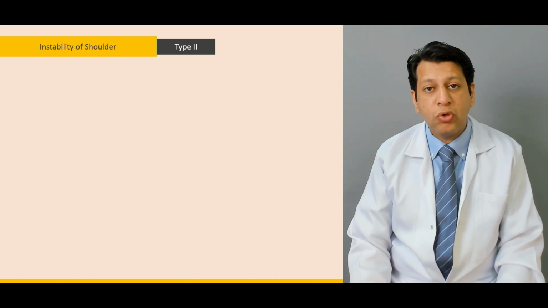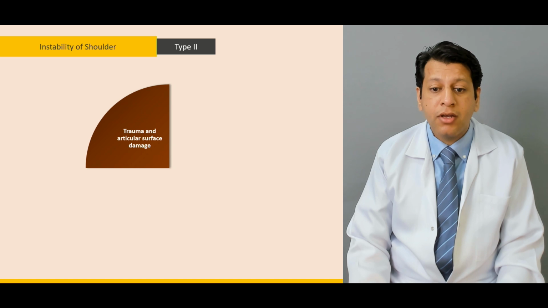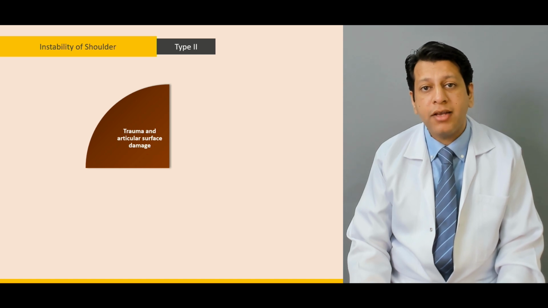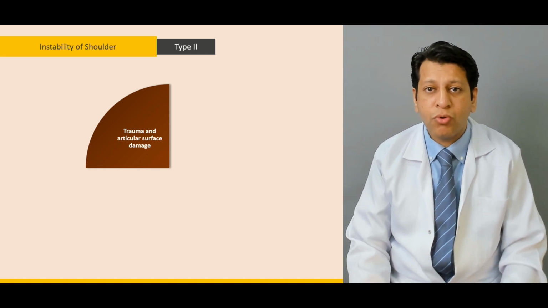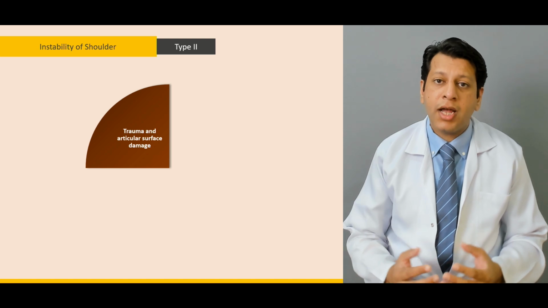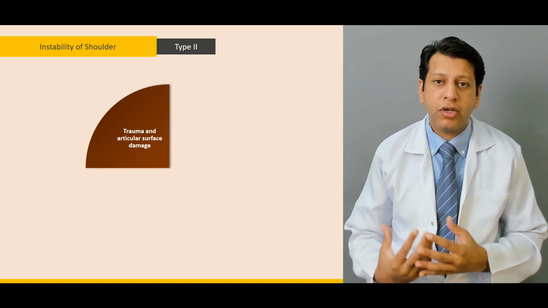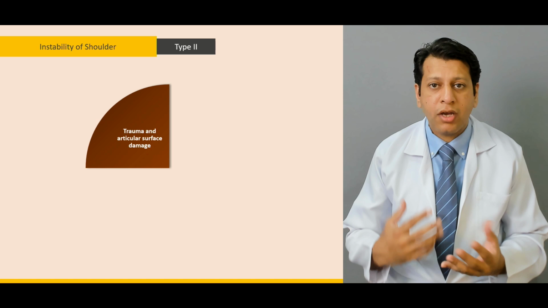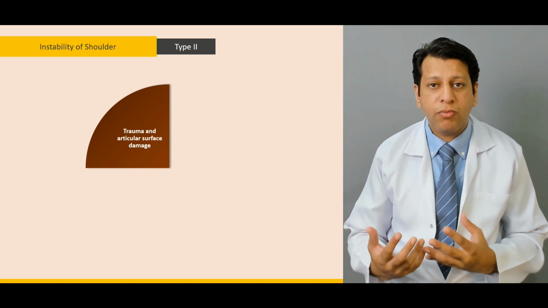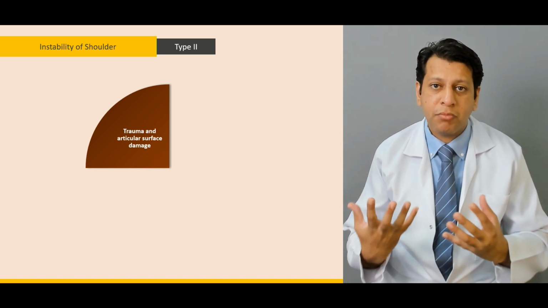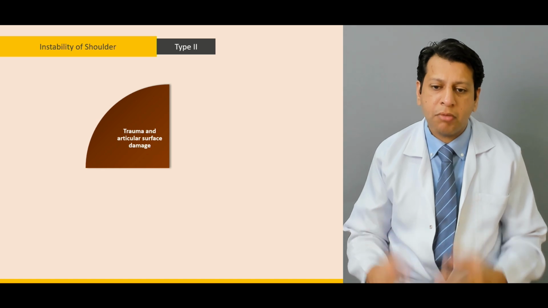Then coming to type 2, which was the atraumatic structural type. Here there is usually no associated history of trauma. But if trauma occurred, say 1 year or 6 months ago, the patient now complains: I had an injury, there was a dislocation, it got reduced, I started working, but now when I work I feel as if my shoulder is giving way and is going to come out.